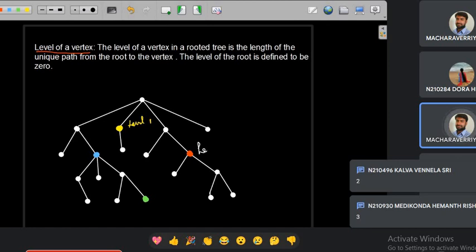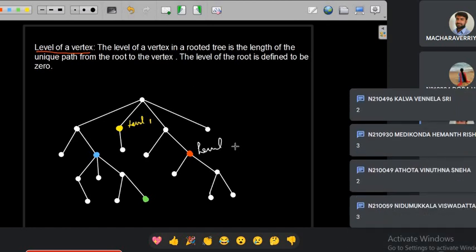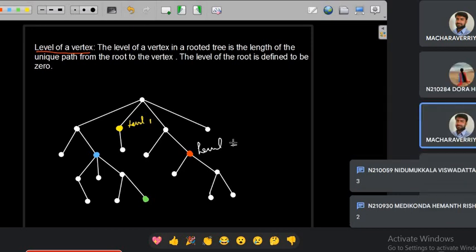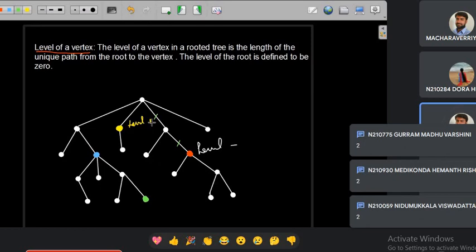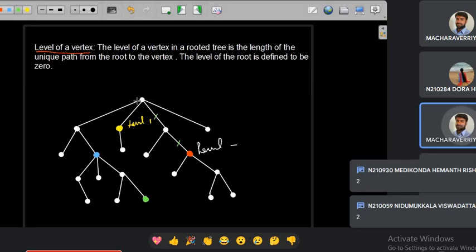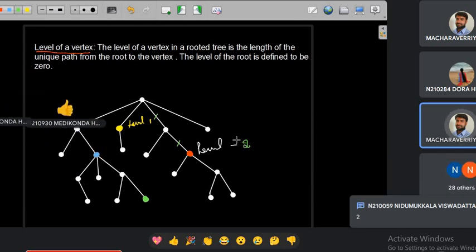So what is its level? Some are saying 2 and some are saying 3. You see path length. Okay, how many edges you need to cross? 1, 2. That's it, so that you can move to the root. Okay, so it is at level 2. So the level of the vertex is 2 here.